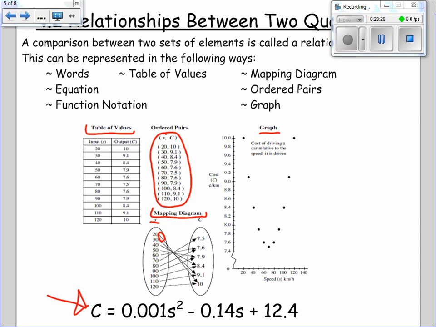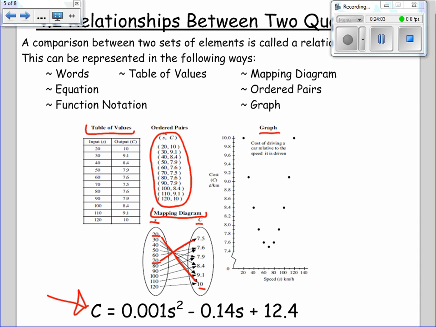The arrows then take you somewhere. So for instance, if I had the point 20, and I said my S is 20, that would tell me that my C value would then be 10. And that's how a mapping diagram works. You find where the arrow starts, and then you let it take you where you want. The point 70, if it was my S value, would take me up here to 7.5 for my C value. It's called a mapping diagram. Everything else you've seen before shouldn't be too surprising.